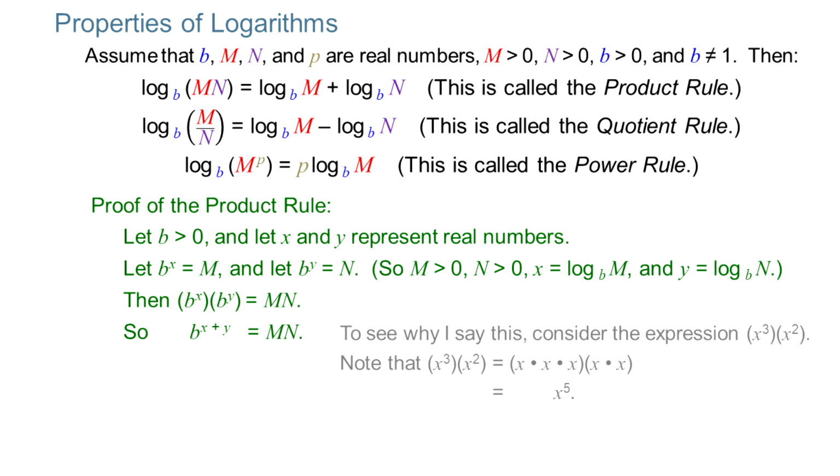To multiply b to the power of x times b to the power of y, I can add the exponents and keep the bases the same. To see why this is the case, let's take a look at the note in gray.